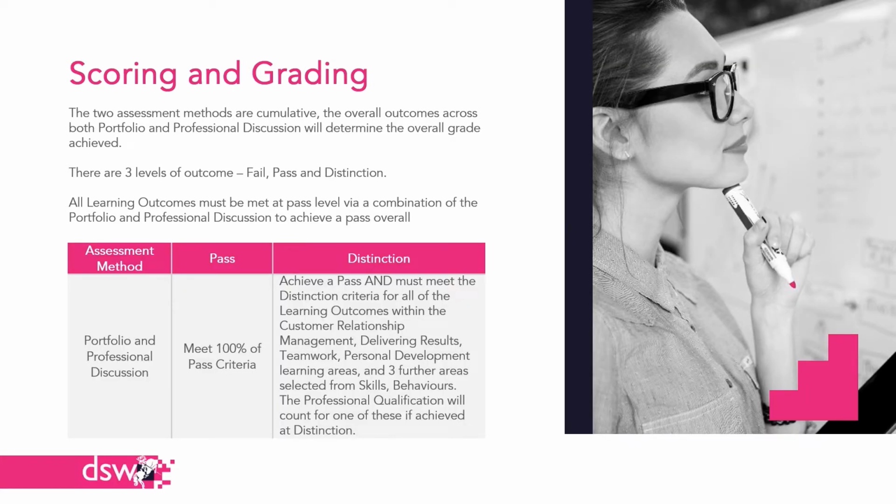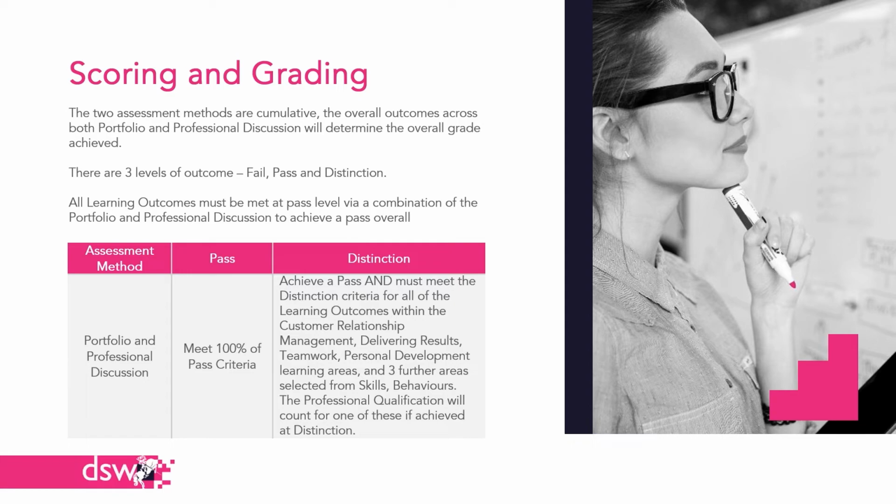Scoring and grading. There are 3 levels of achievement within this apprenticeship: fail, pass and distinction. There are 42 criteria within the standard and 49 if the optional team leadership route is taken. A minimum of 34 pass criteria must be met in the portfolio, or 41 if the team leadership route is taken. Any pass criteria not met in the portfolio must be met in the professional discussion. Each criteria has its own descriptor which explains what's required to achieve a pass or a distinction.